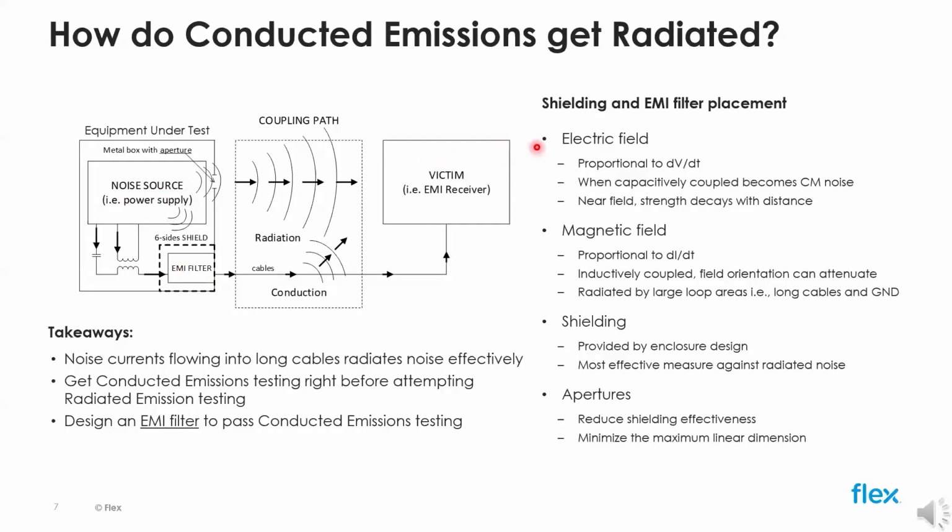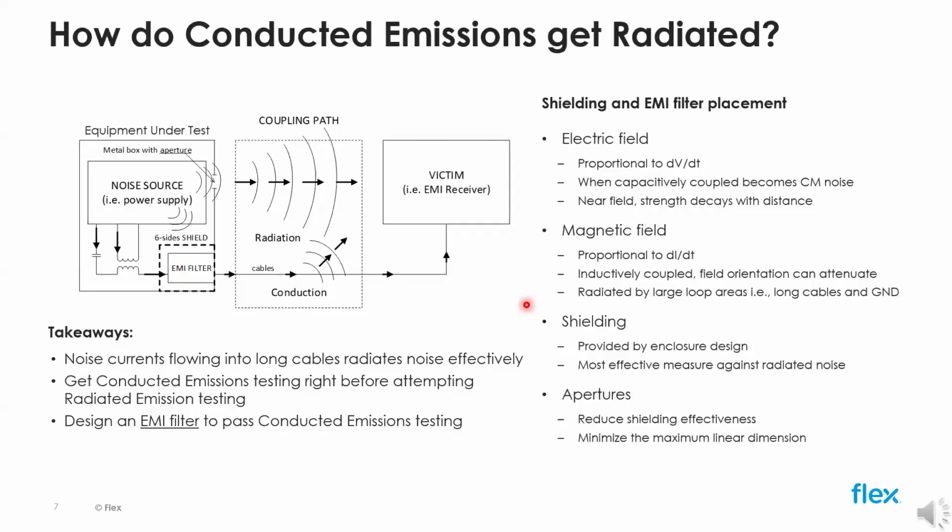Electric fields are proportional to dV/dt, tend to be near field, so are attenuated by distance and coupled through stray capacitances. Magnetic fields are proportional to dI/dt and are coupled by mutual inductance between nearby wires. Where ground is part of the wiring, the resulting current is common mode and gets radiated by large loop areas. Field strength depends on orientation, so it can be used to attenuate the effect of magnetic coupling.